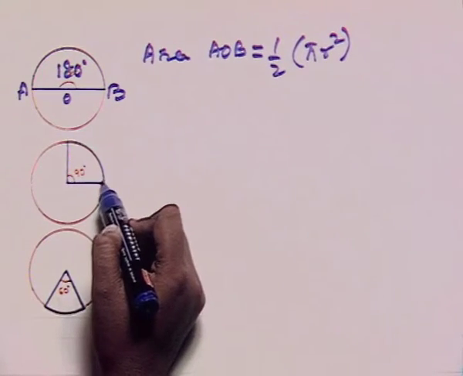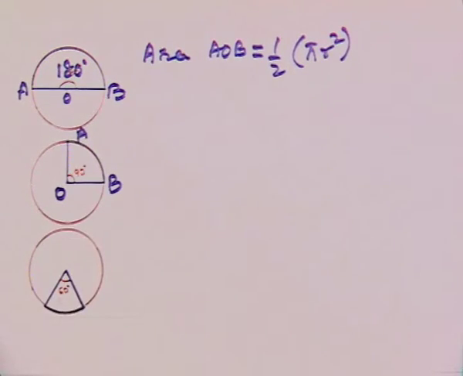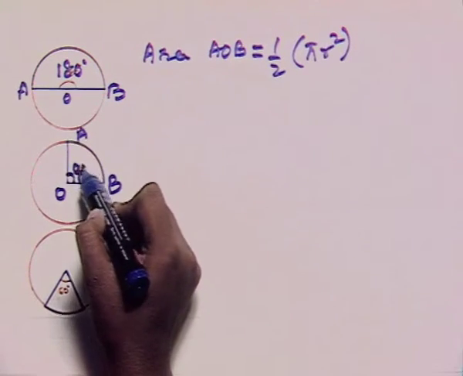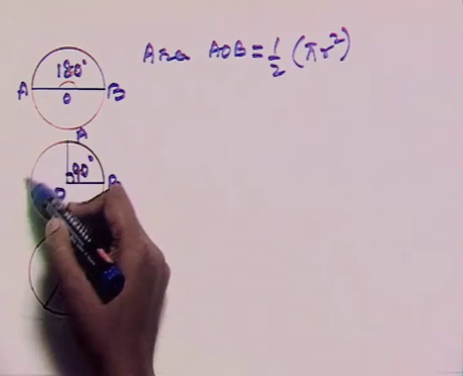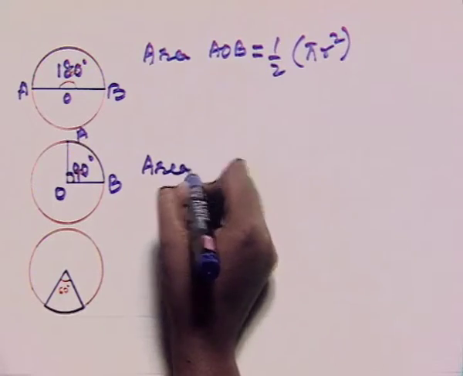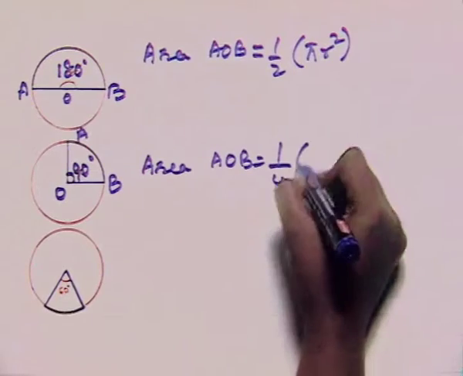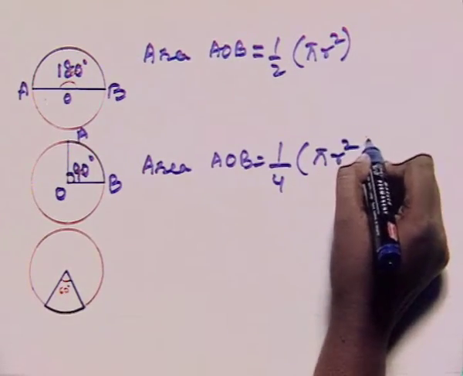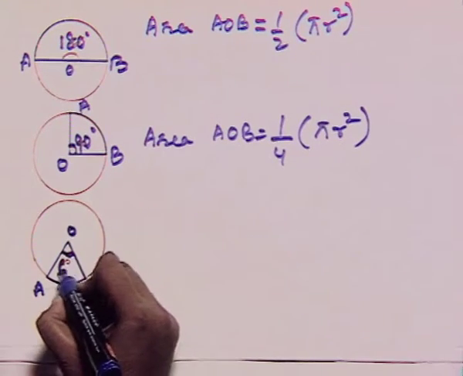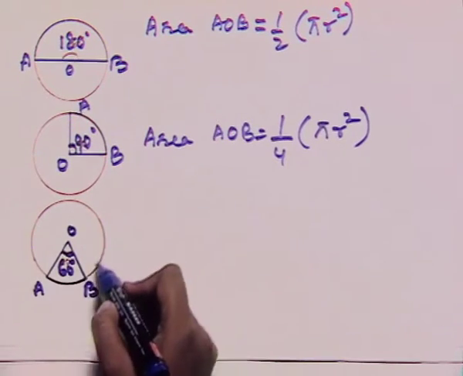Similarly, can you tell what will be the area of this sector AOB? Again, since this sector is making an angle of 90 degree at the center, therefore, this is 1/4 of the whole circle and hence its area will be equal to 1/4 into pi r square. Now, can you tell what will be the area of this sector AOB, which is making an angle of 60 degree at the center? Again, think what part is it of the whole circle?